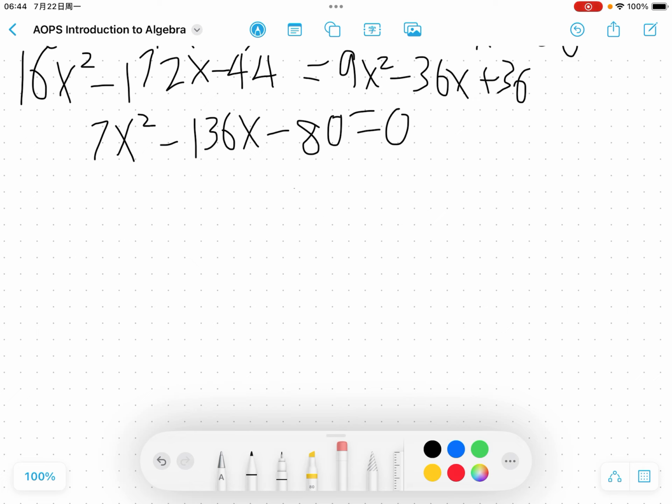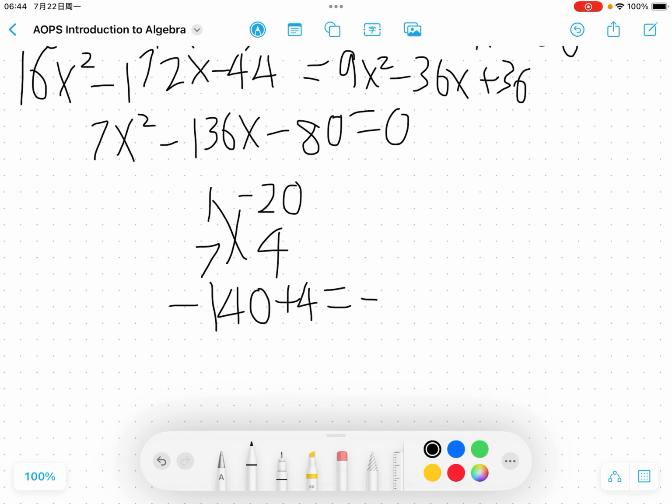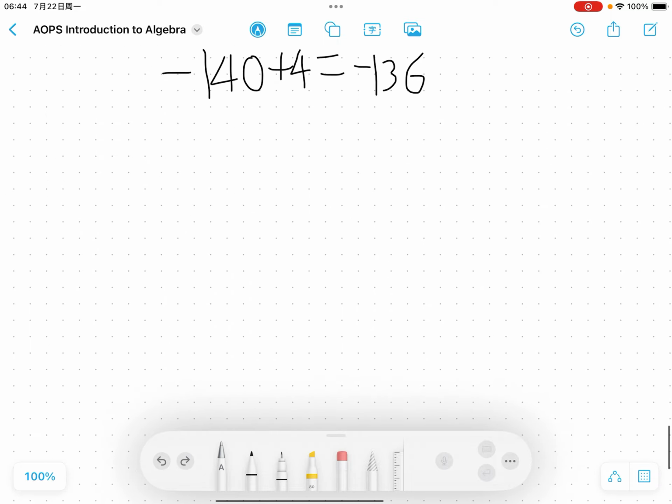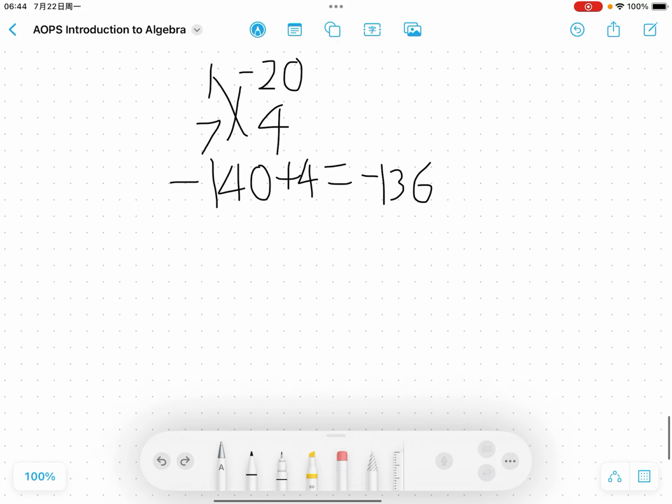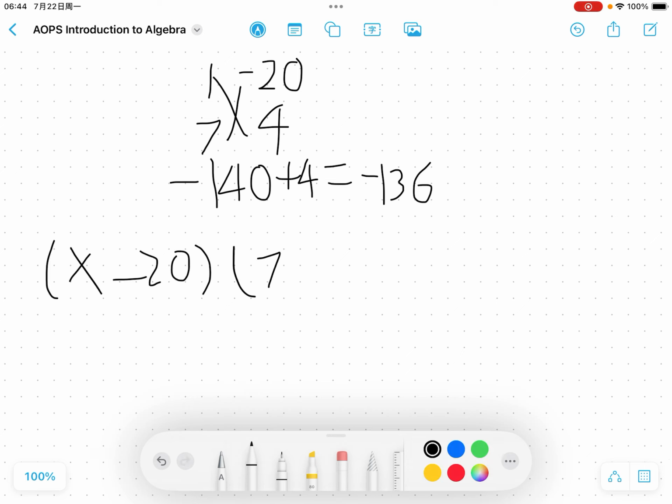And if we try 1, 7, let's say we try 20 and 4, and we get 20 to be the negative term. We have negative 140 plus 4 equals negative 136. So that factorization works for us. If we factor this expression out, we get x minus 20 times 7x plus 4 equals 0.